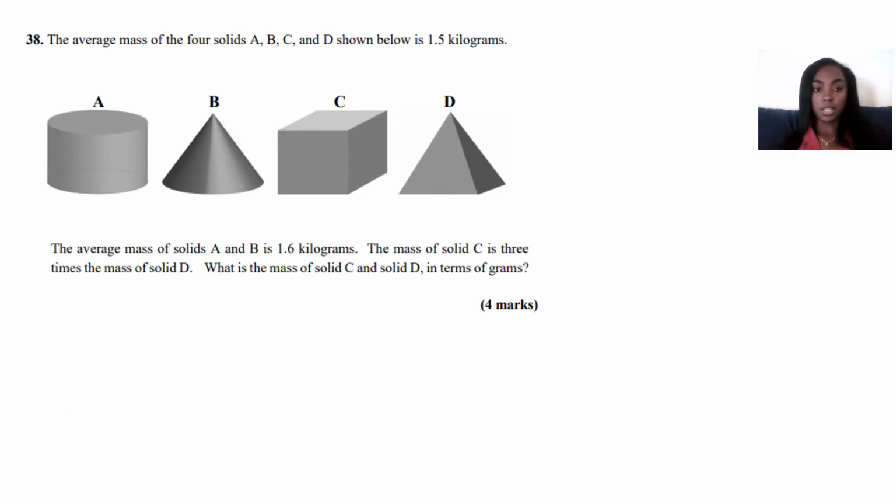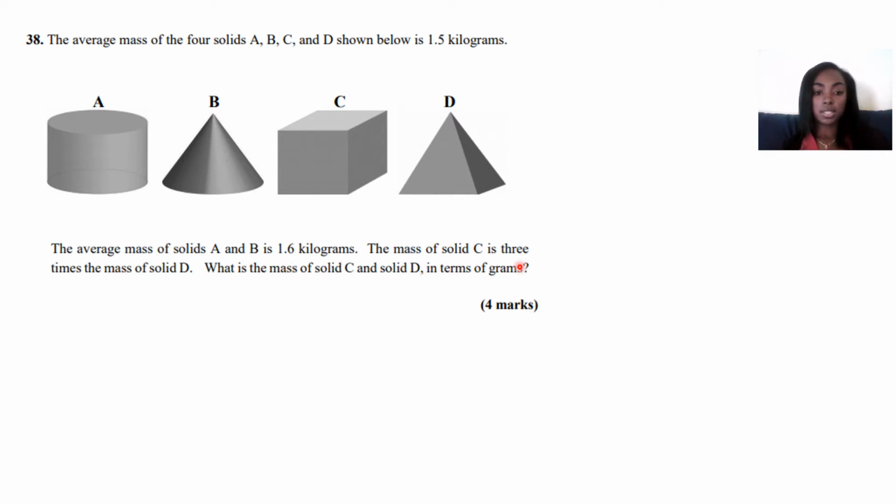All right, let's look at question 38. It says the average mass of the 4 solids A, B, C, and D shown below is 1.5 kilograms. The average mass of solids A and B is 1.6 kilograms. So the information that we have so far is that the masses of these 4 solids, when we add them up and divide it by 4, we'll get 1.5 as the average. And then they told us the average of just these 2 solids here, A and B, to be 1.6.